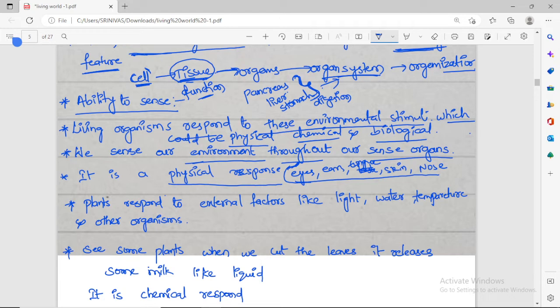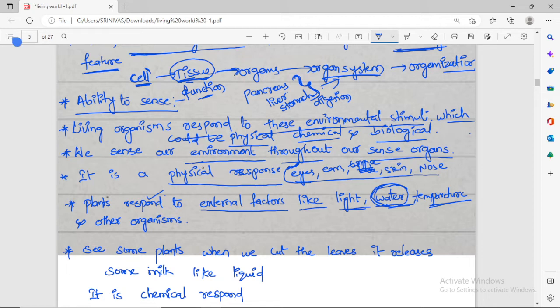In plants, what happens? Plants also respond to external factors like light, water, and temperature. In plants without water, what happens? The plant will die after some days. Okay, it is responding to water.